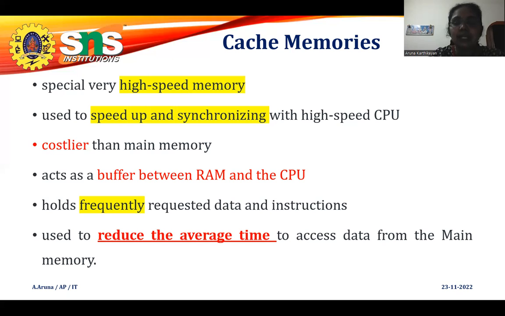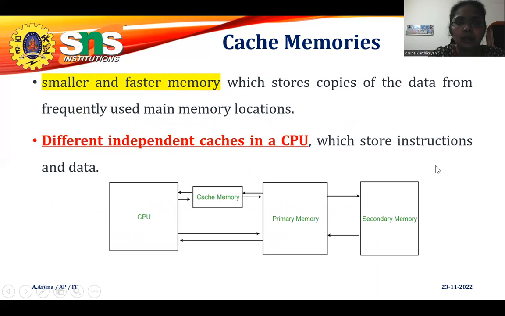The data stored in the cache memory is the frequently used or requested data or instruction. By using the cache memory in the processor, it reduces the average access time for data from the main memory. The size of the cache memory is smaller, and its speed is faster. It can store the data and instructions which are frequently requested from memory locations.